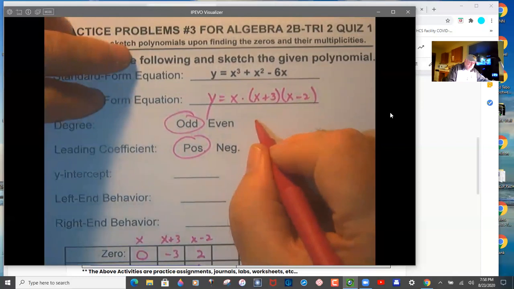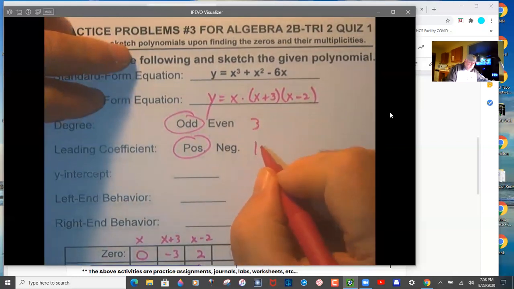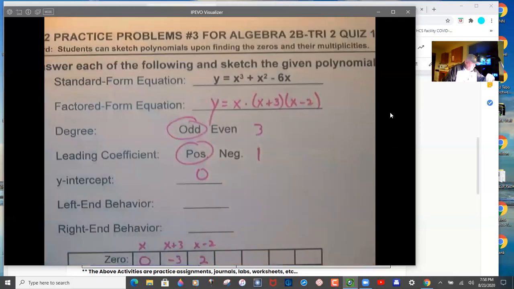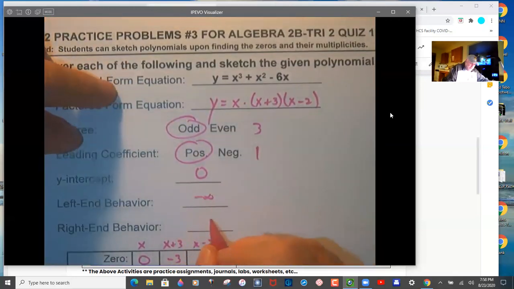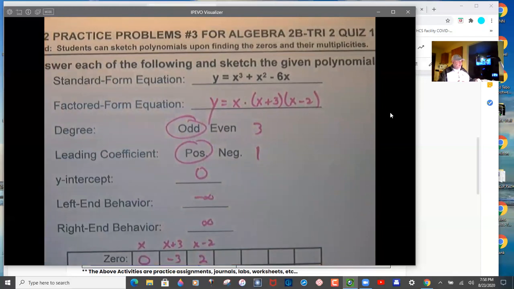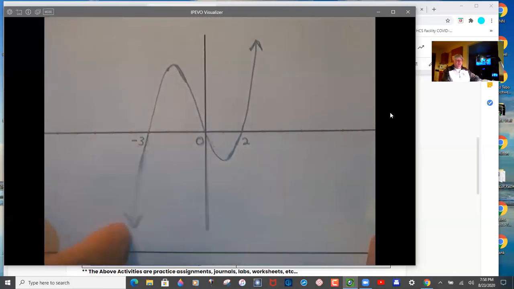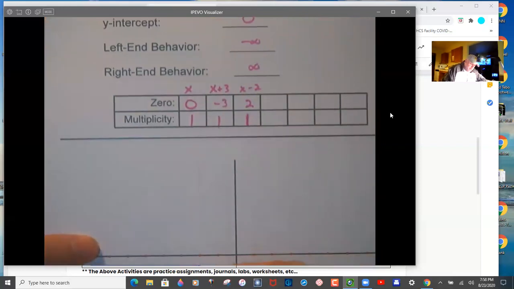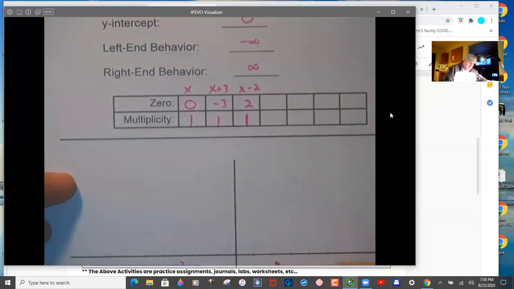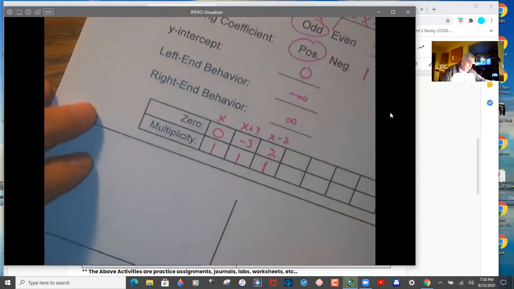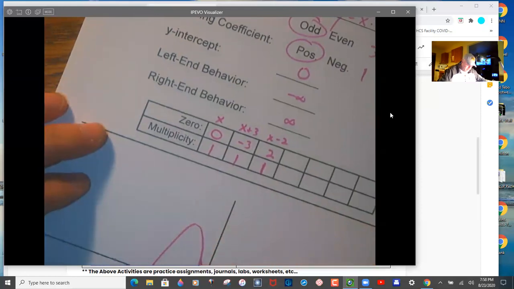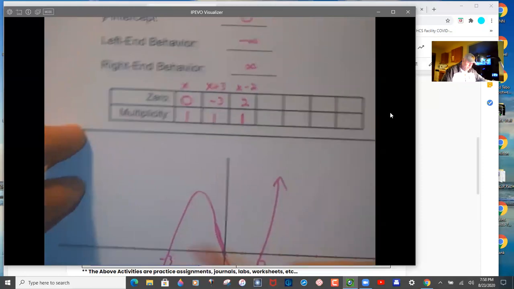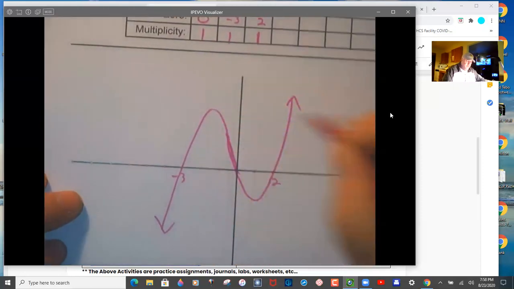So we have an odd positive leading coefficient. Y-intercept is 0. And left end behavior, negative infinity, right end behavior, positive. Again, look at the graph. So here's the graph. I'll show you the answer key picture. So we're going down to the left, up to the right. The simplest way of doing that. So -3, 0, and 2. And there's nothing strange going on here. We cut through, we turn around, come down, turn back around, and go through 2. Nothing too strange.